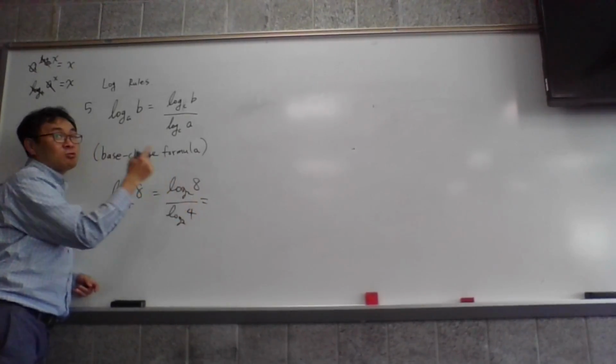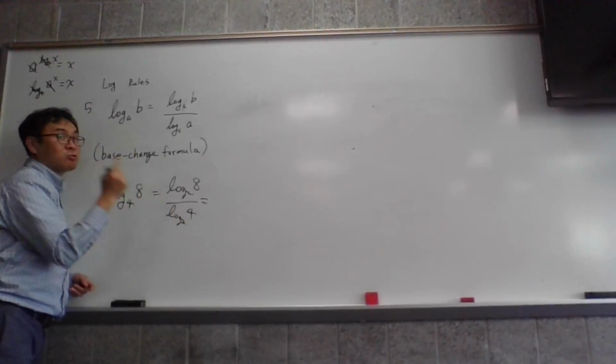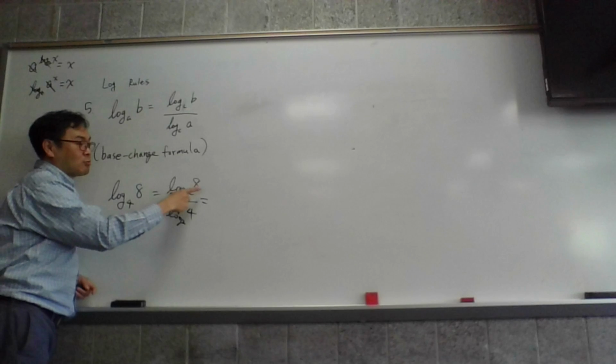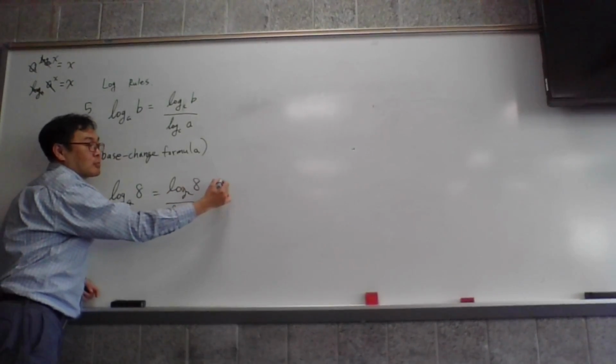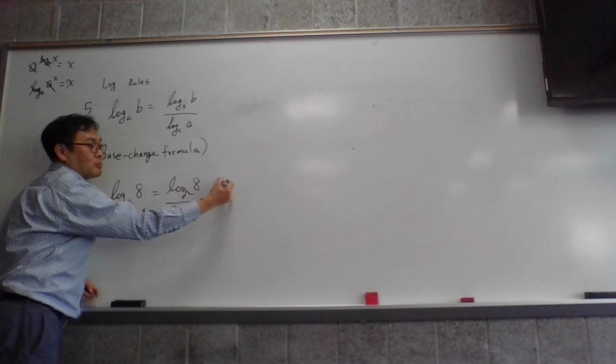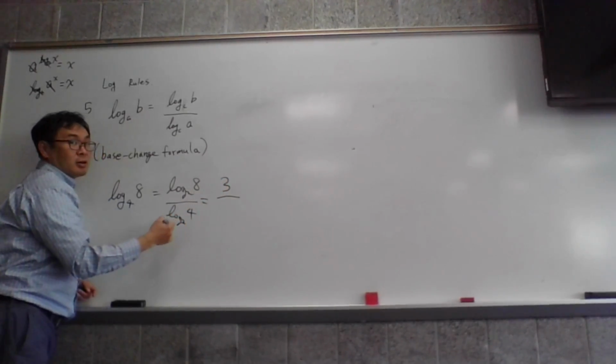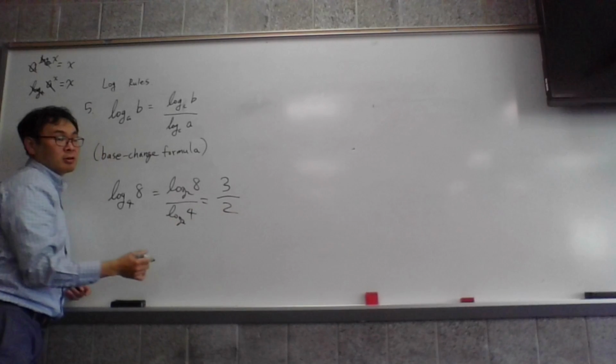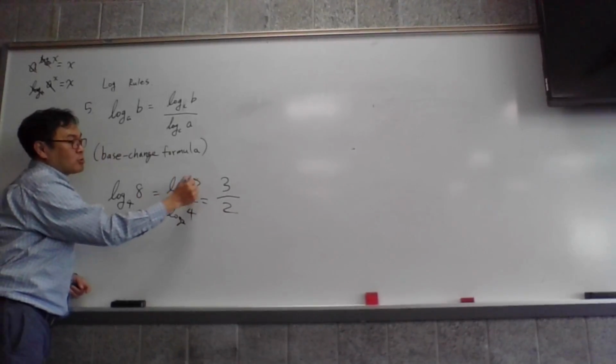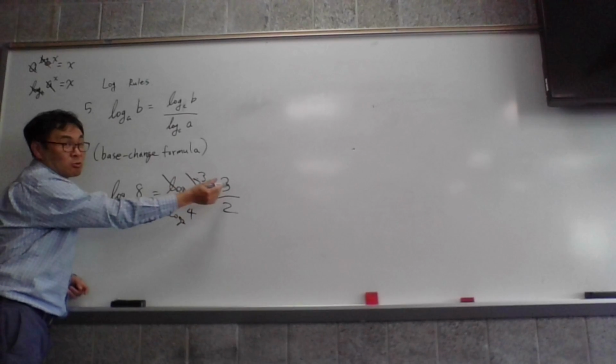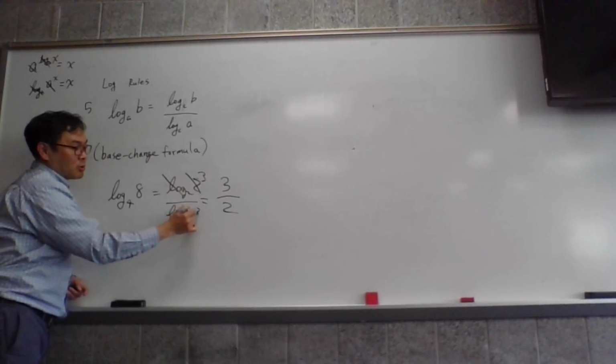What is this? 8 is 2 to the third power, 4 is 2 to the second power. So if you simplify this, what do you get? The top is 3 over 2. Because this is 2 to the third power, and then they cancel, so you get 3. 4 is 2 squared, and then they cancel.